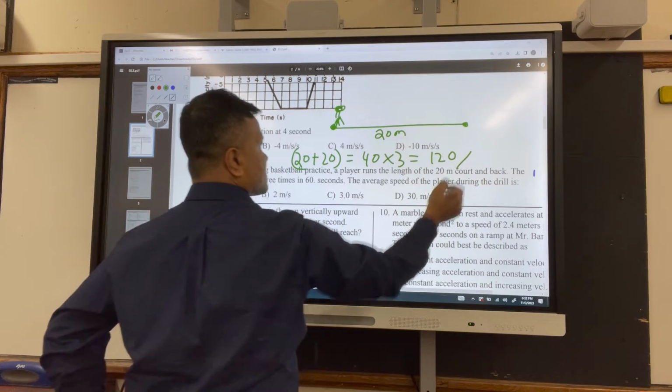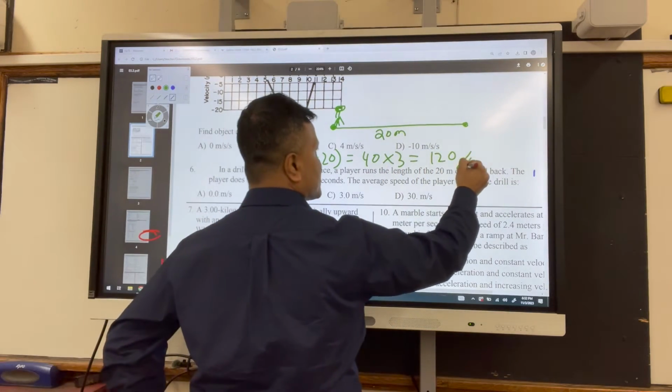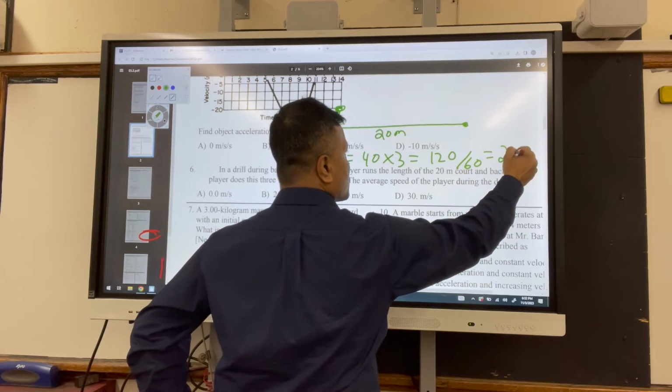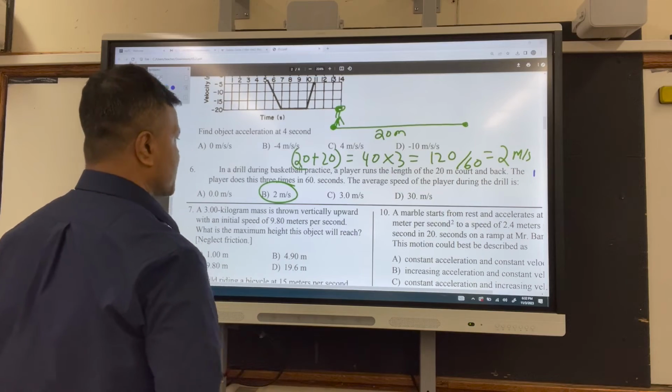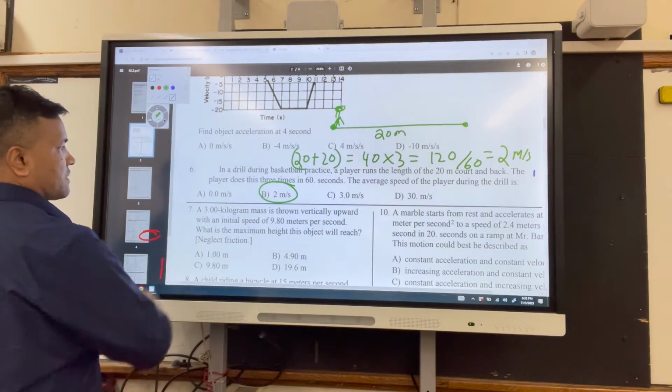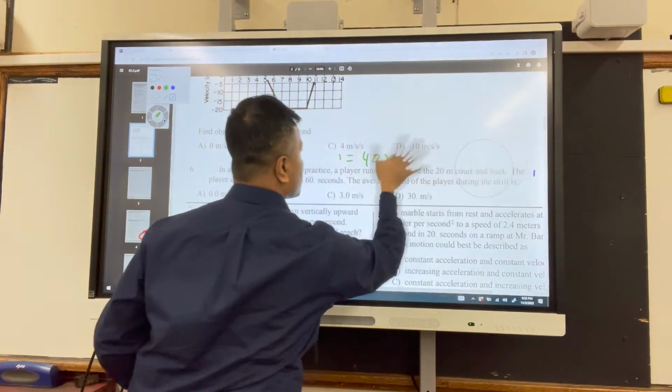And that takes, to do it 3 times, 60 seconds. So it is 2 meters per second. All right, so that's average speed. His average speed is 2 meters per second. That takes us to problem number 7.